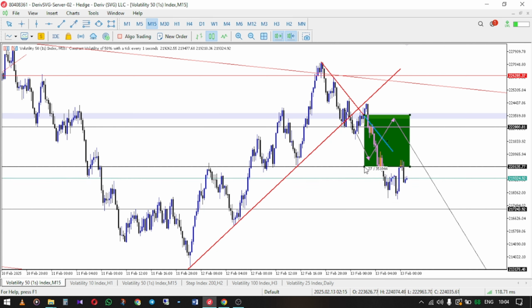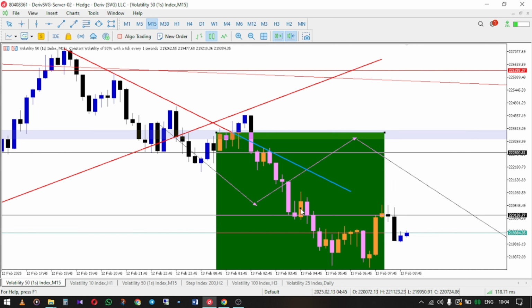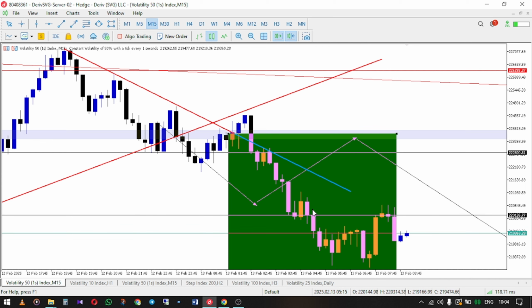This is our first take profit. This is on the journey to our second take profit. So look at this. Where will I have entered? I'll have entered around here on the retest. I'll have entered around this retest.